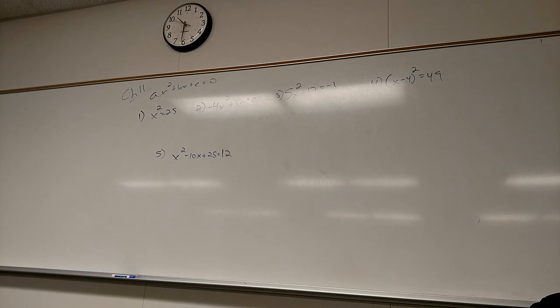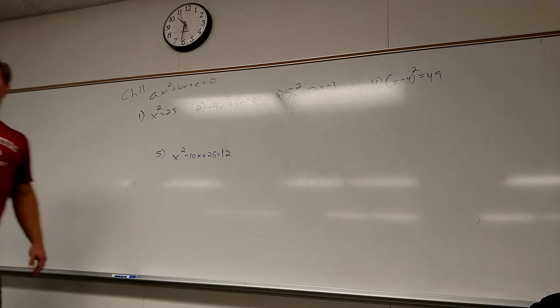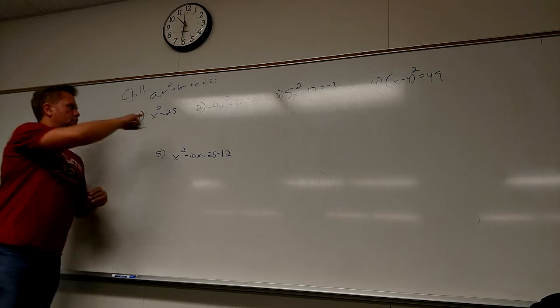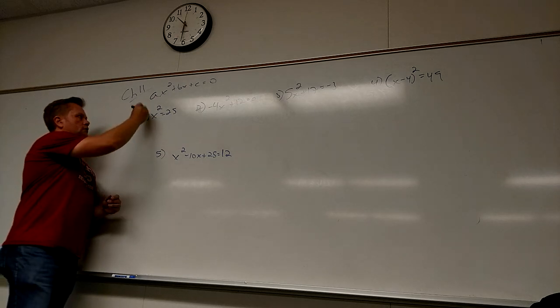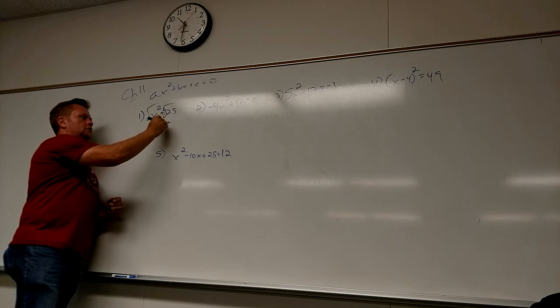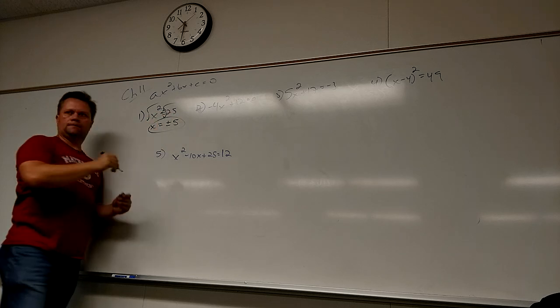So for 5, you make it look like this. You do the same thing here. All right, let's see. Those last two are a little bit tricky. This one shouldn't be. Square root, plus or minus. So you get x is plus or minus 5. All right, I like it.